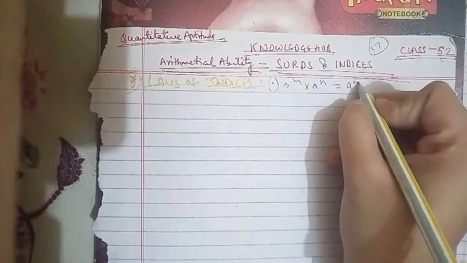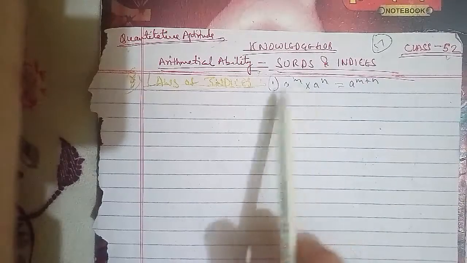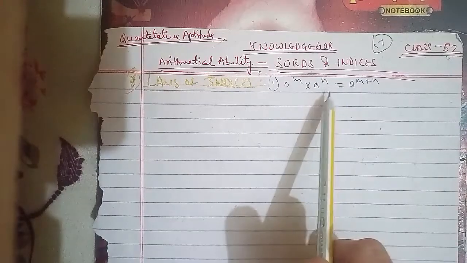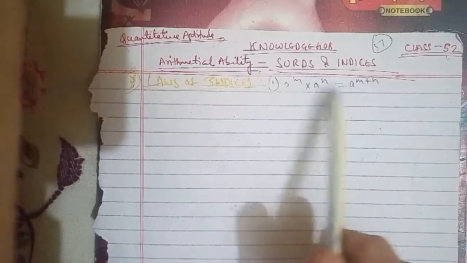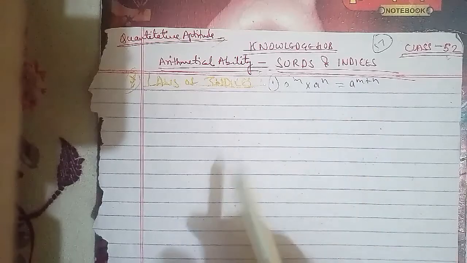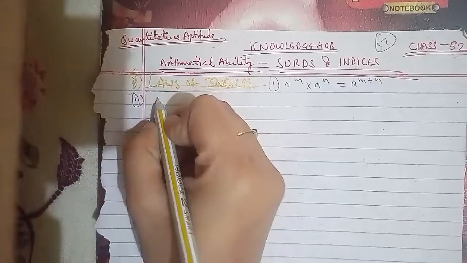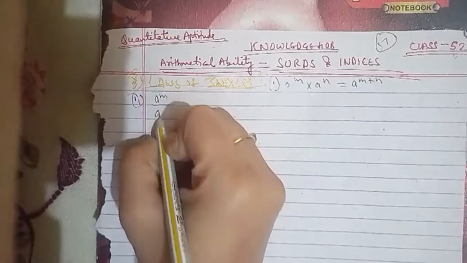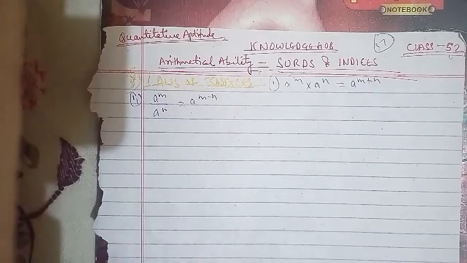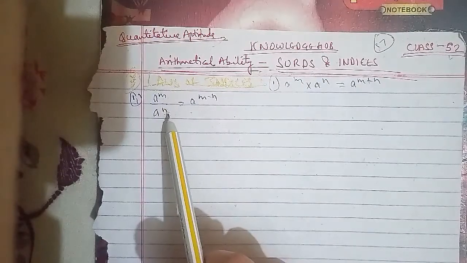If there is a question in which both have the same base and the powers are different and they are in multiplication, then what you have to do is take the same base and add those two or more than two powers here. Now the second law of indices is a power m upon a power n equals a power m minus n. Here, when the base a is the same and the powers are different on the numerator and denominator, that is on division, then you will be subtracting the powers.